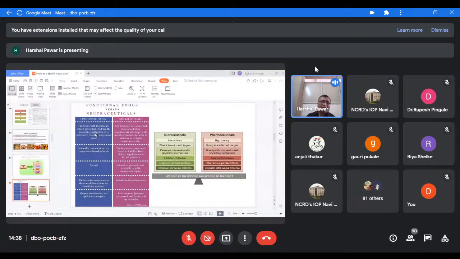Naturally, functional food naturally contains bioactive compounds found in the food, whereas in case of nutraceuticals, the bioactive compound is found in fortified food, dietary supplements, or herbal products. Right? Functional foods, they are natural. Nutraceuticals, they can be natural, they can be synthetic, or they are also available in the form of various modern pharmaceutical dosage forms like tablets, capsules, pills, etc.